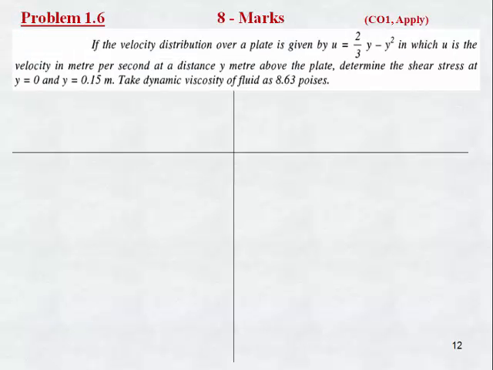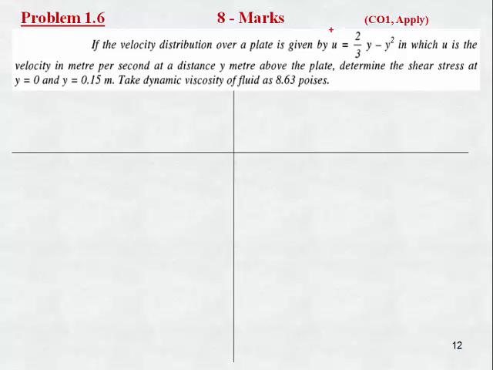Next we are going to see problem 1.6. It contains 8 marks. If the velocity distribution over a plate is given by u equal to 2 by 3 y minus y square, in which u is the velocity in meter per second at a distance y meter above the plate, determine the shear stress at y equal to 0 and y equal to 0.15 meter. Take dynamic viscosity of fluid as 8.63 poise.